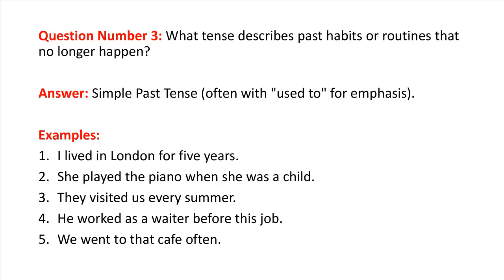Question number 3. What tense describes past habits or routines that no longer happen? Answer: simple past tense, often with used to for emphasis. Examples: I lived in London for 5 years. She played the piano when she was a child. They visited us every summer. He worked as a waiter before this job. We went to that cafe often.